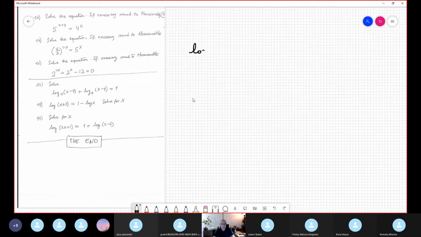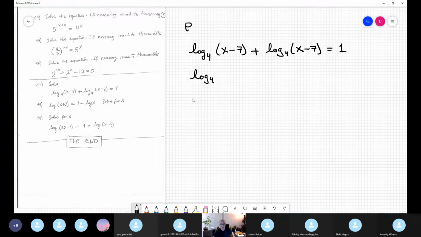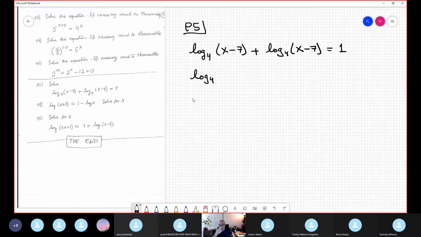17 is a logarithm equation now. Logarithm base 4 of x minus 7 plus logarithm base 4 of x minus 7 again. Wow, repetition, the same, equal 1. Okay, remember the strategy is always the same. You have several logarithms and you condense them into only one. And this one is logarithm base 4 of the multiplication because you're using property number 5. So x minus 7 times itself, that is squared, equal 1.